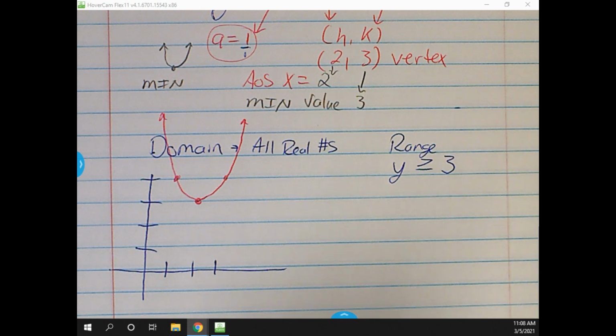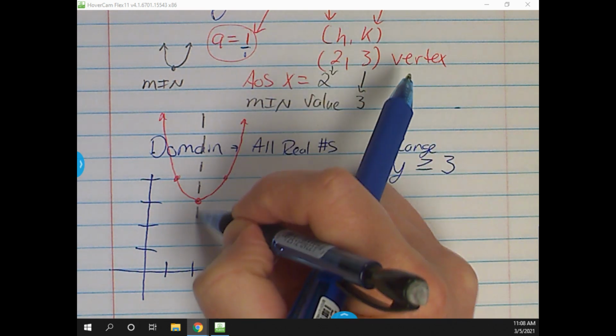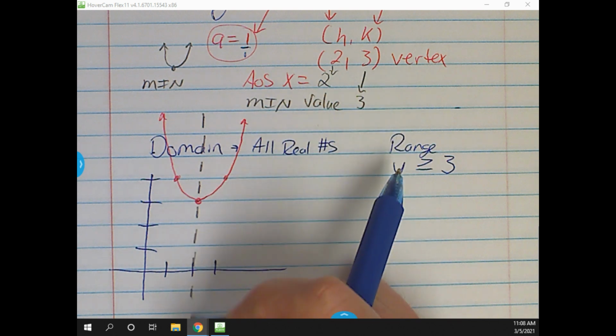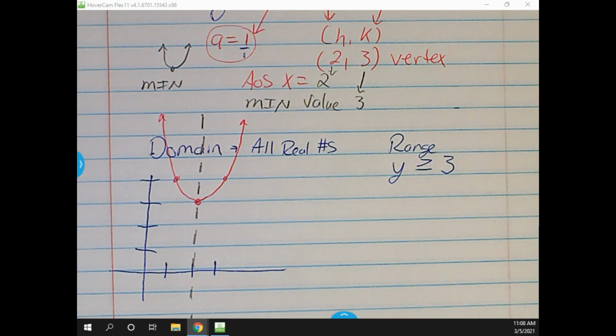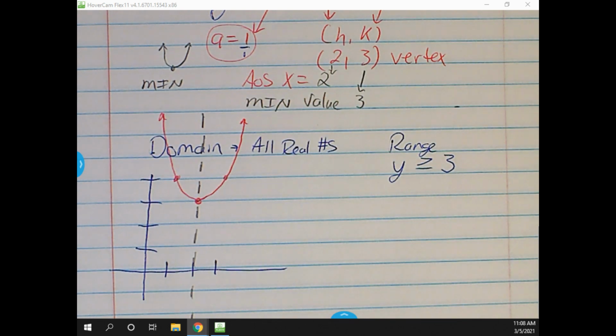All right, if they ask you to draw an axis of symmetry, that's where you go back and draw a dashed line right down the middle, and that would be your axis of symmetry. You can see it because it's not on top of the y-axis, but that's the spot we're going for there.